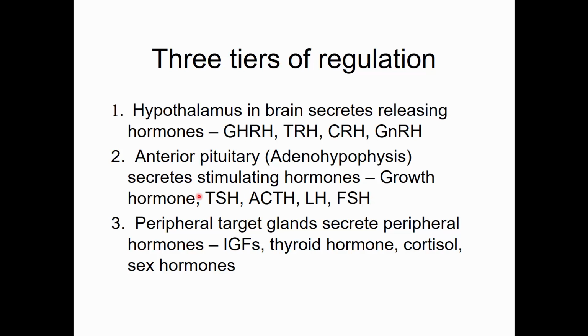Then these hormones go out to the periphery. So growth hormone works on the liver and bone to produce IGF. Thyroid stimulating hormone works on the thyroid gland to produce thyroid hormone. Adrenocorticotropic hormone works on the adrenal gland to produce cortisol. Oops, look what we've got here. Here's our first steroid. And then gonadotropin releasing hormone causes the release of LH and FSH. LH and FSH then go to the gonads for the production of sex hormones.